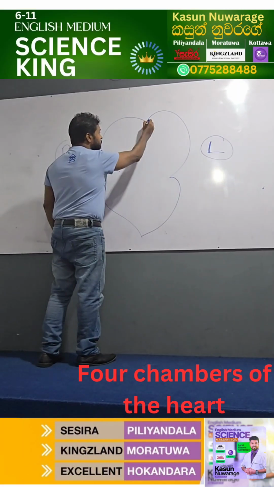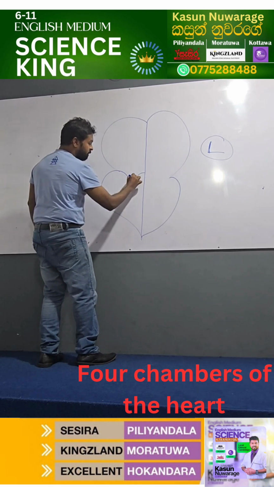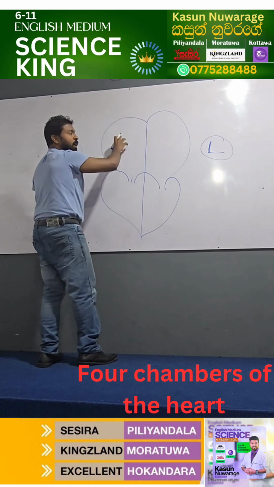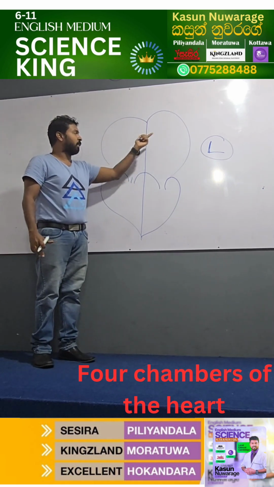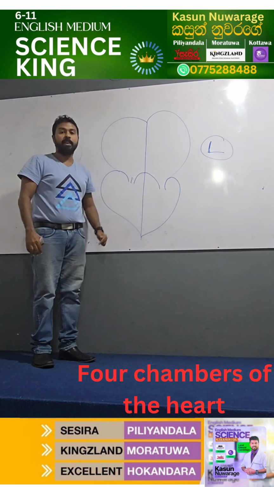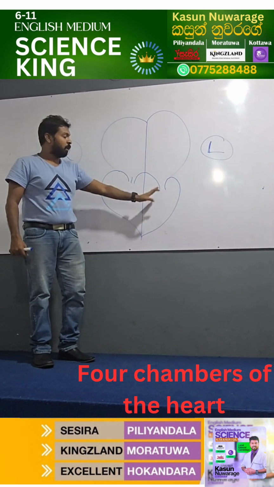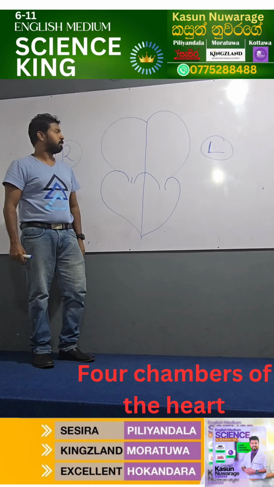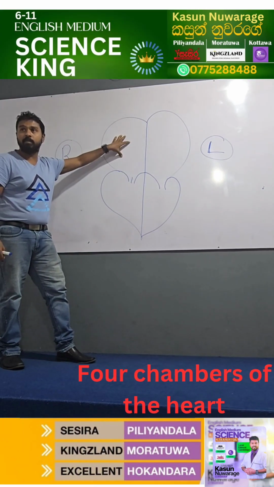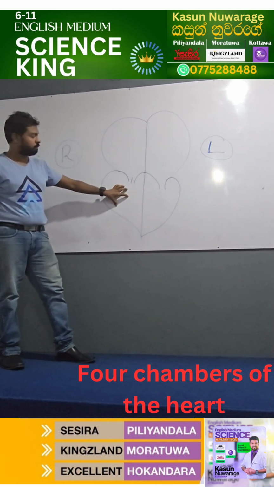And there are four chambers like that. These upper chambers are called atria, and lower chambers are called ventricles. Upper chambers are atria, lower chambers are ventricles. This is the left atrium, right atrium, left ventricle, right ventricle.